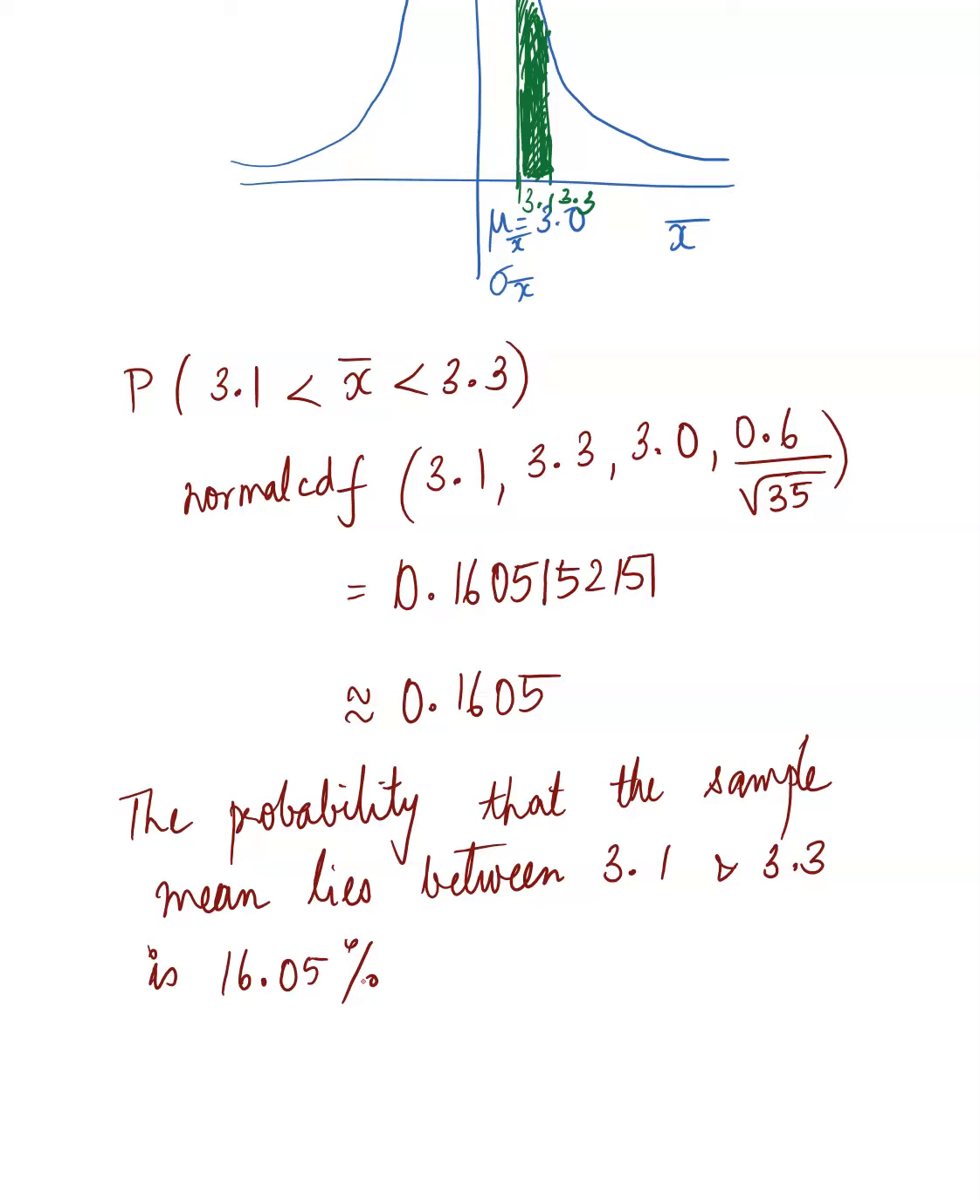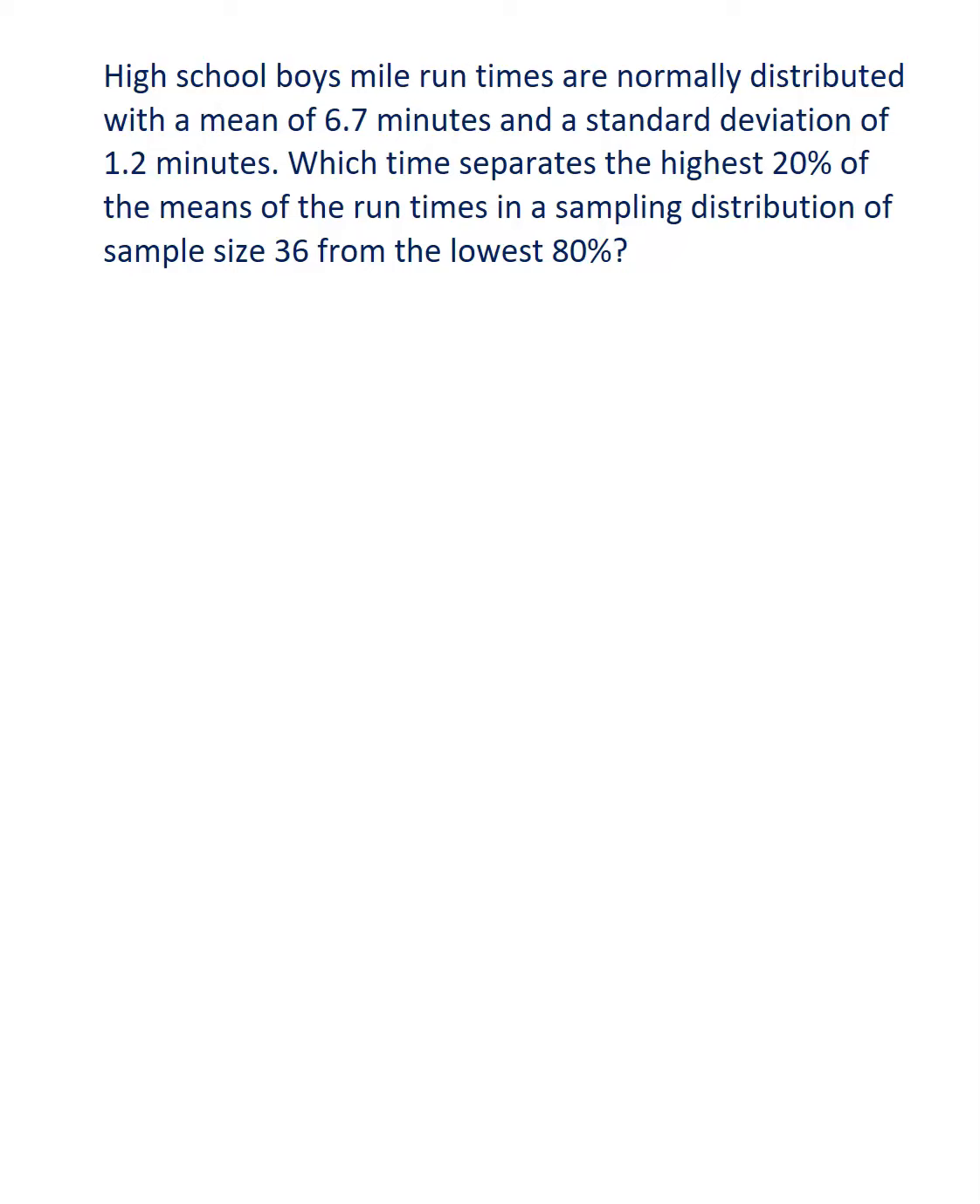High school boys' mile run times are normally distributed with a mean of 6.7 minutes and a standard deviation of 1.2 minutes. Which time separates the highest 20% of the means of the run times in a sampling distribution of sample size 36 from the lowest 80%? This is a different problem type. We are not asked to find the probability between this and this. Instead, we are asked what time separates these two groups. The clue here is that we are not talking about individuals, we're talking about a sampling distribution of sample size 36, and we're talking about the mean of the run times.